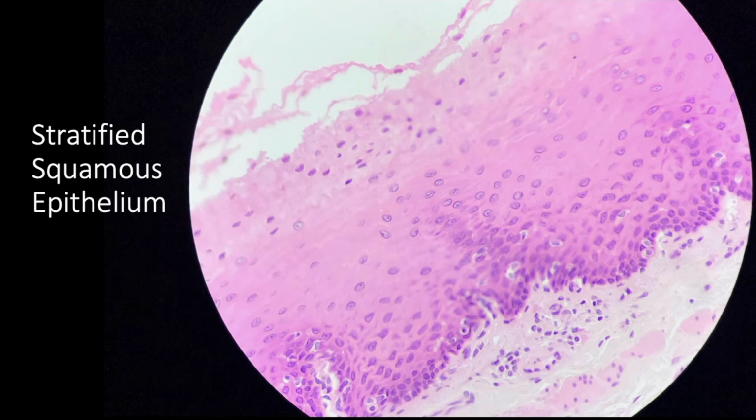All right, here's an example of stratified squamous. And what do you think? You see nuclei all the way up to the outside. This must be non-keratinized stratified squamous epithelium.